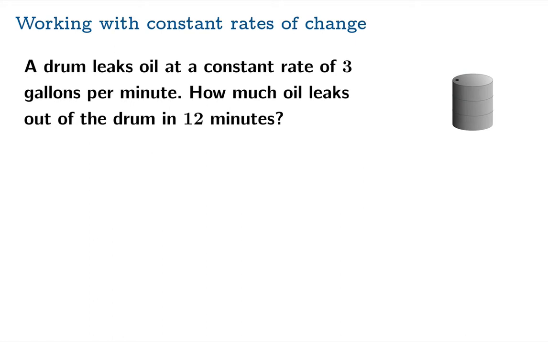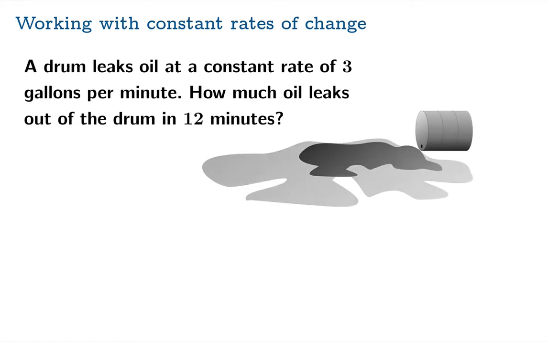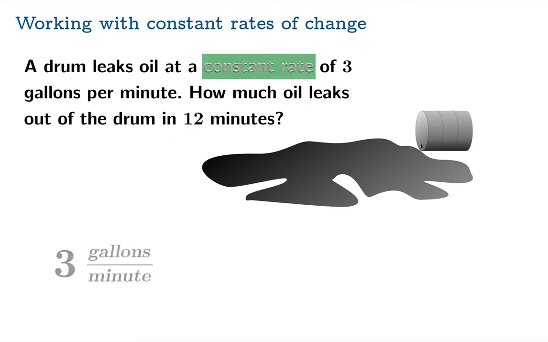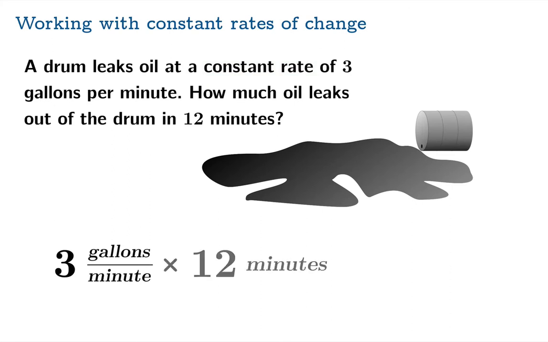Similar kind of problem here. A drum leaks oil at a constant rate of 3 gallons per minute. How much oil leaks out of the drum in 12 minutes? The key fact here, again, is we're dealing with a constant rate. And because of that, we can take a simple product. 3 gallons per minute times 12 minutes gives us 36 gallons.